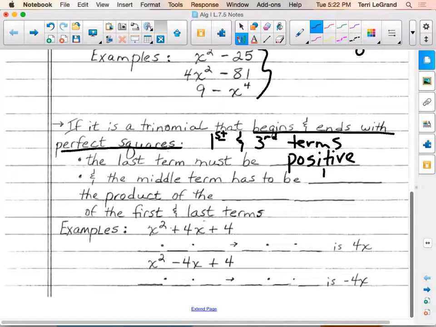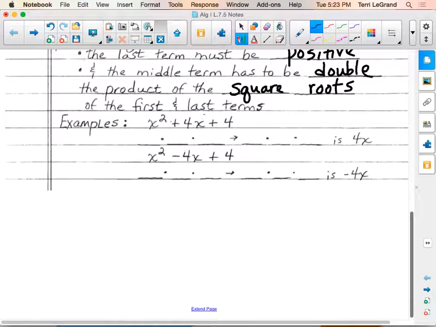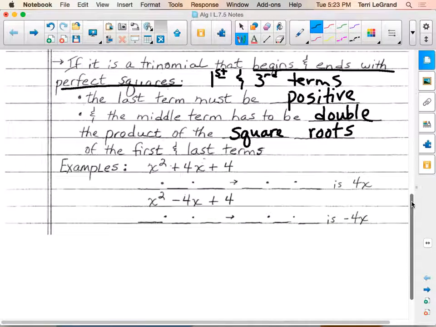It has to be double, 2 times the product of the square roots, because each of those first and last terms will have its own square root. The first term will have its own square root, and the third term will have its own square root. So we are talking about taking 2 times those square roots multiplied times each other. That should equal our middle term if it is a perfect square trinomial, if it is a special product.